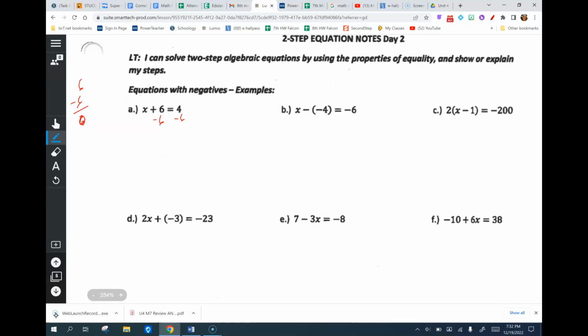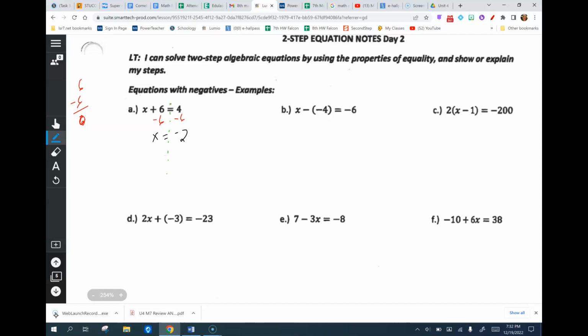Okay, and again, if you feel more comfortable drawing that line down the middle, that is great. Keep doing that. When I do this, I'm going to get x is equal to negative 2. Okay, keep that in mind.